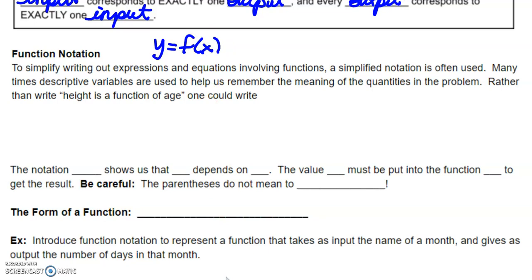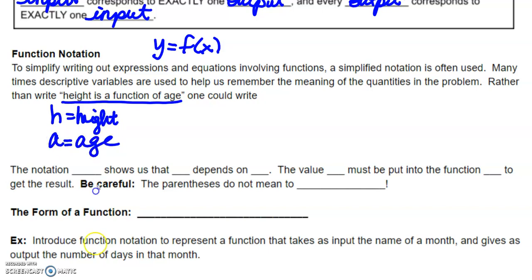But when you have situations that have meaning, then you can use letters that represent what you're looking at. So for instance, if I want to write height as a function of age, I'm going to let h equal my height and a equal the age. So now I can use h and a in this situation.